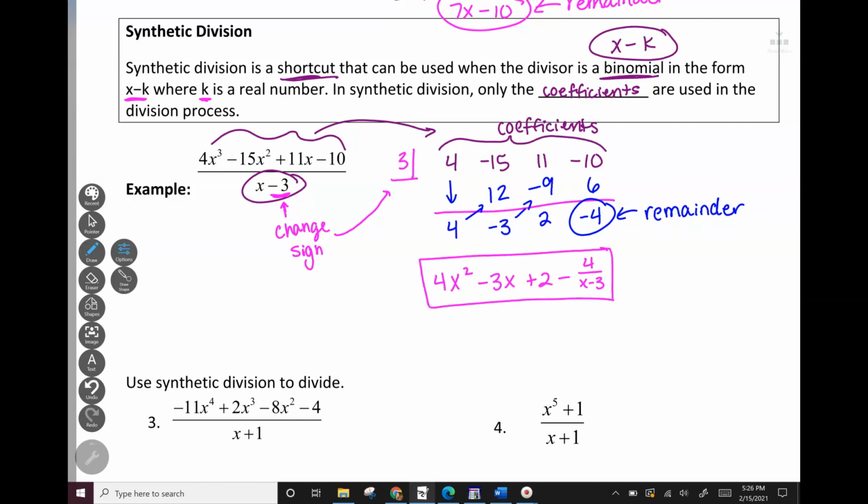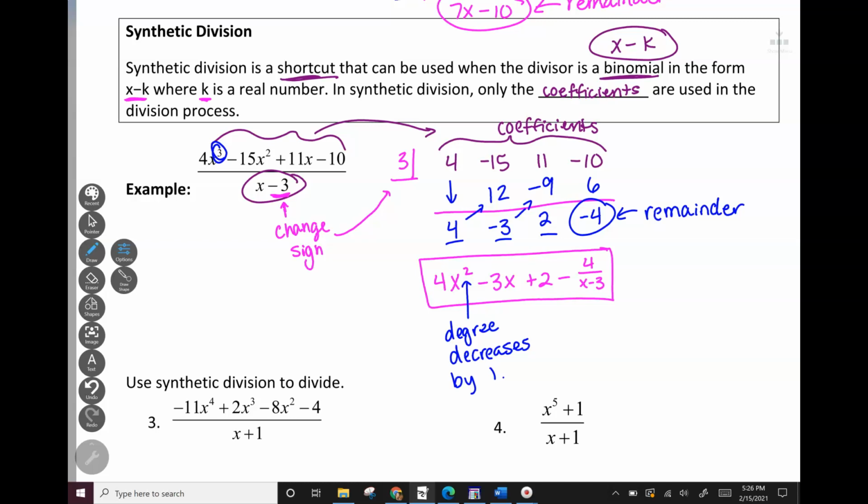And so that's your answer. Now, one thing you may be wondering is, how did I know which degree to start with here? Your degree is always going to decrease by 1 from what you started with. My dividend started with degree 3, so this is going to be degree 2. It always decreases by 1. Then you just don't skip any terms as you use your coefficients to write out your new terms.